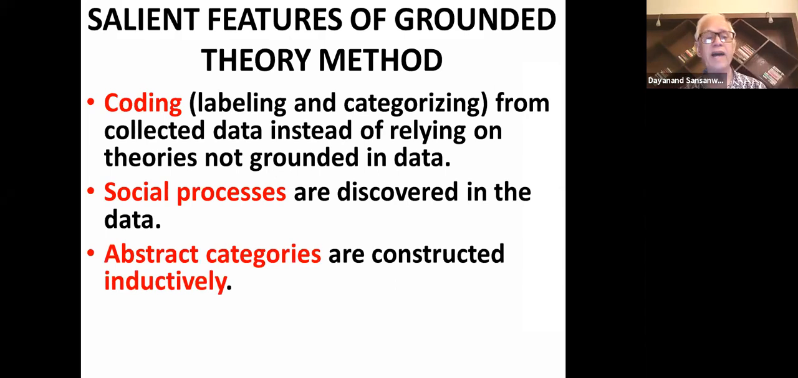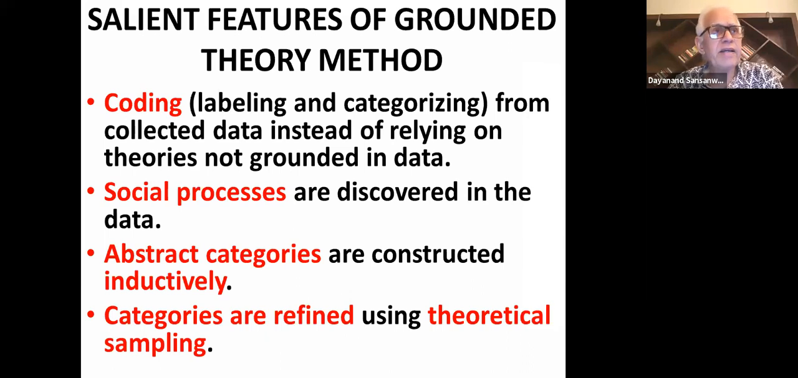You have to see whether there are certain abstract categories. Abstractness is very important. And dear friends, there are two things: it has to be done intuitively. Intuition plays a very important role here. Abstract categories, not concrete. These categories are refined using theoretical sampling. You can refine them by collecting more data and things of that variety. It is possible.